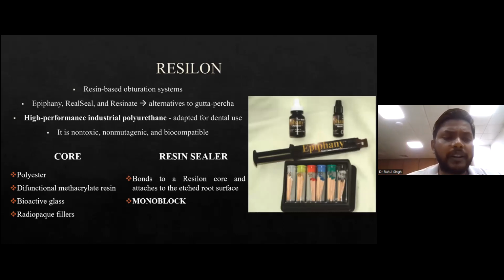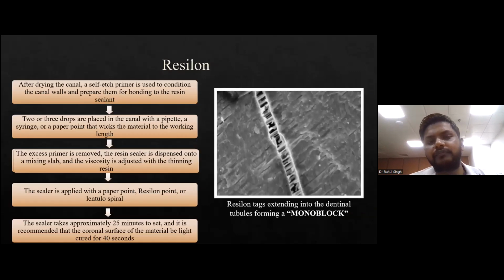The core is made up of polyester, difunctional methacrylate resin, bioactive glass, and a radiopaque filler. Core is nothing but the Resilon core only. And the resin sealer is Epiphany sealer, which bonds to the Resilon core and attaches to the etched root surface and forms a monoblock. That is a secondary monoblock.